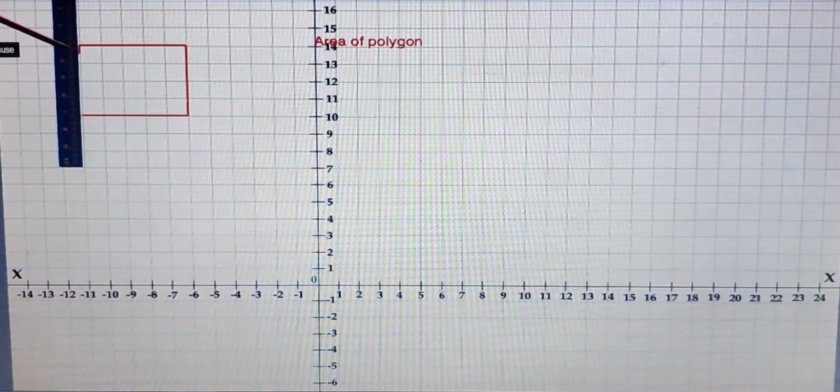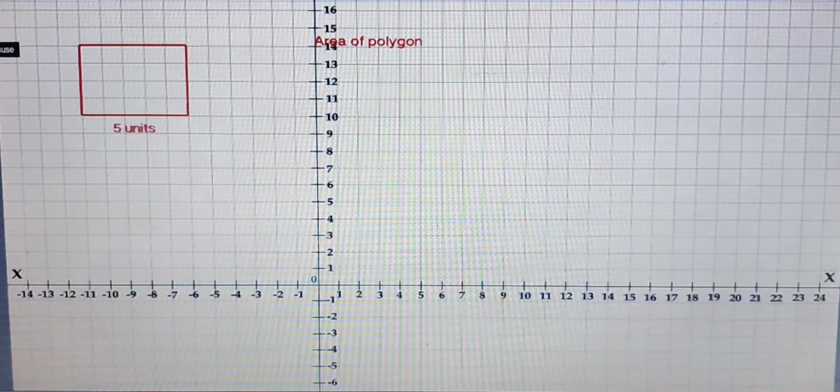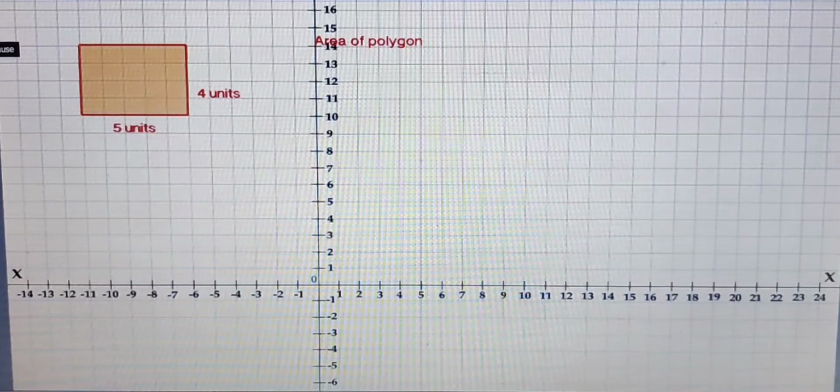This is a rectangle because length is different from breadth. The area of a rectangle is length into breadth. Five units length, count the units, and breadth is 4 units. The area equals L into B, 5 into 4, 20 square units. The area of rectangle is L into B, 20 square units.